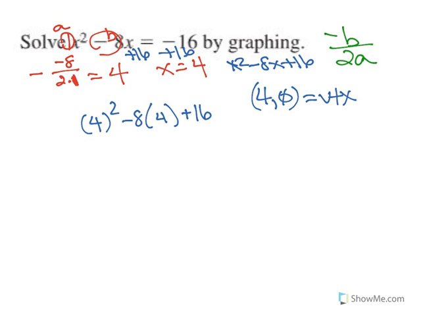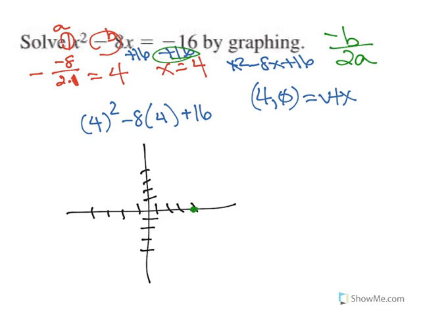Okay, so let's graph that. So 4, 0, that's our vertex, right? And then our y-intercept is plus 16. Let me put a whole lot more marks up here, right? So that means that we've got a parabola that goes like this, ish, okay?